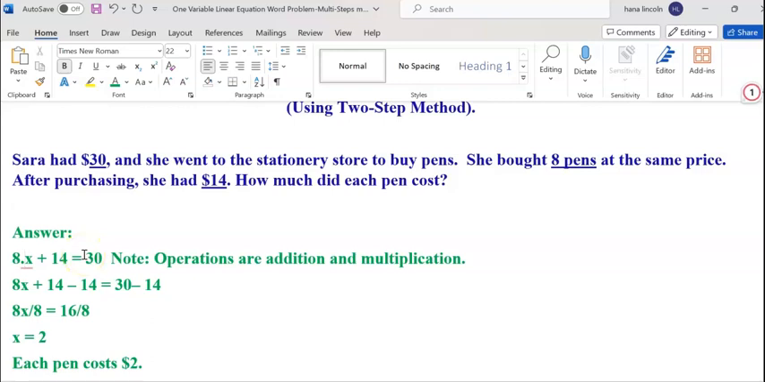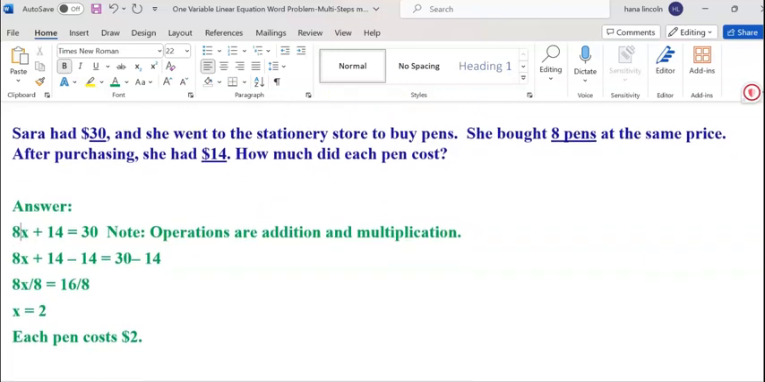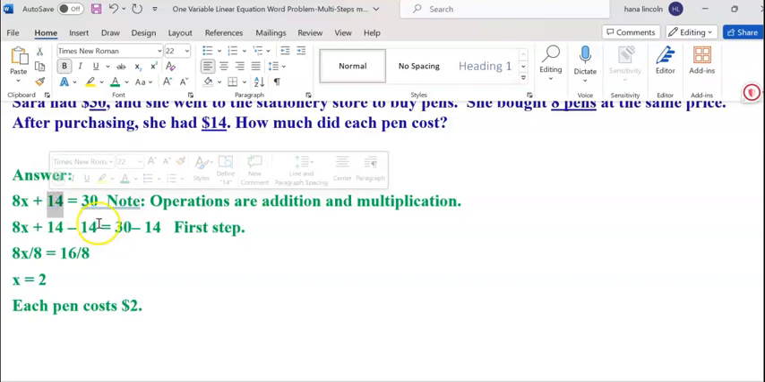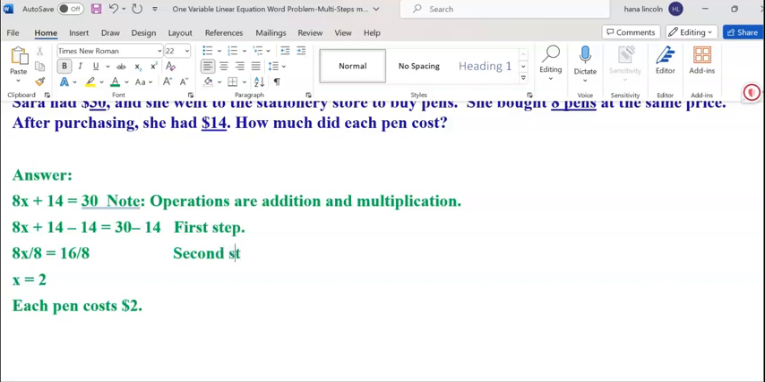But usually we don't enter the dots, just leave it like that. So when you have two operations, you're going to use two steps, as you see here. This is my first step. In the first step, you remove this 14 by bringing its opposite, minus 14, on both sides. And the second step, you eliminate 8 by using the inverse operation, dividing 8 by itself.